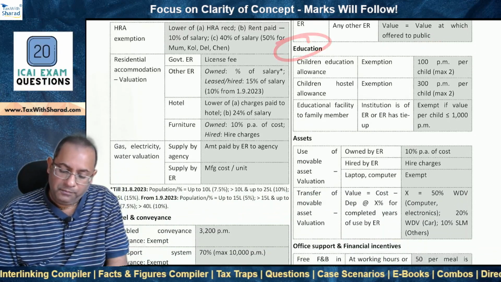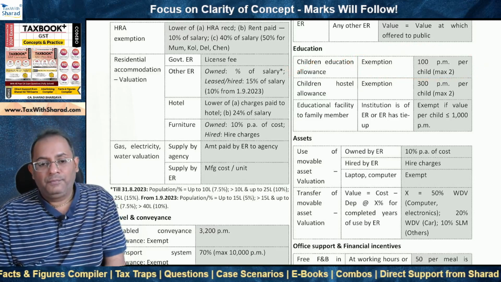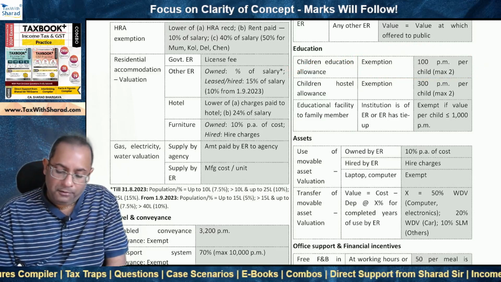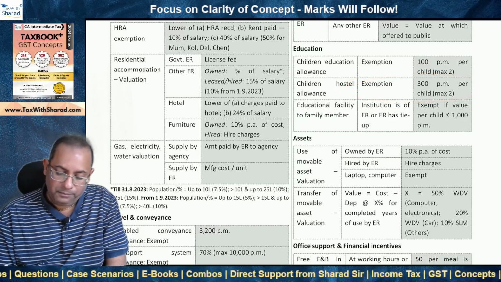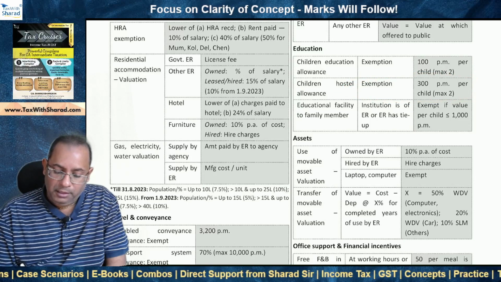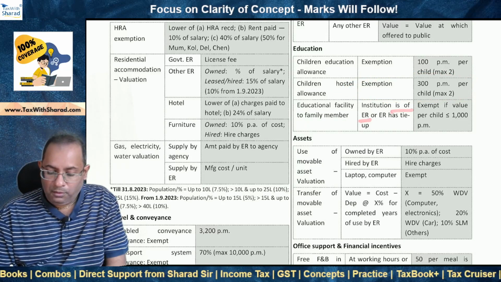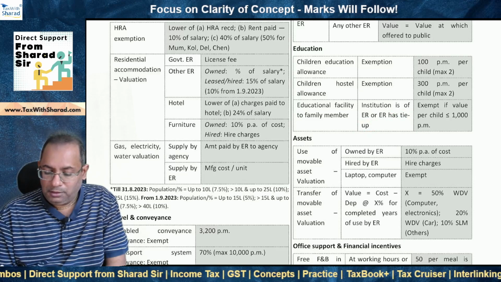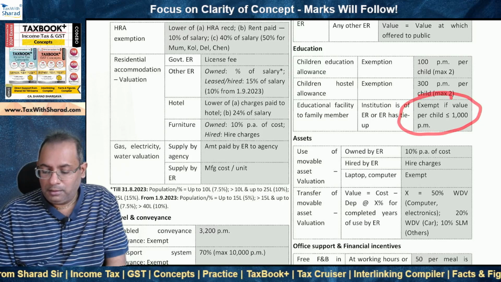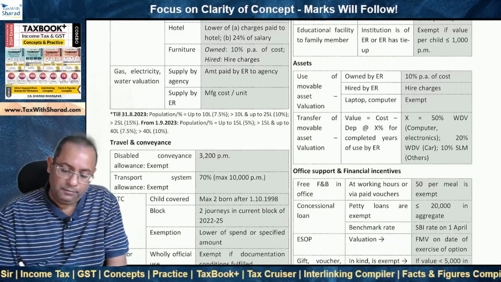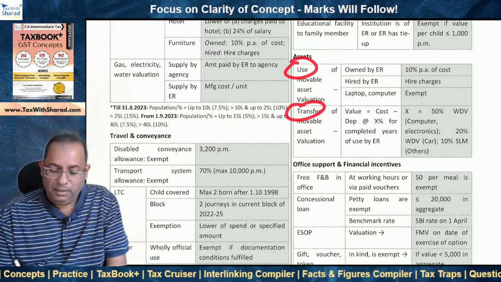Now we come to education. Children education allowance is exempt at 100 per month per child, maximum 2 children. Children hostel allowance is exempt at 300 per month per child, maximum 2 children. If education facility is provided to a family member, and if the institution is of the employer or the employer has a tie-up with such institution, then the value is exempt if the value per child is up to 1,000 per month.